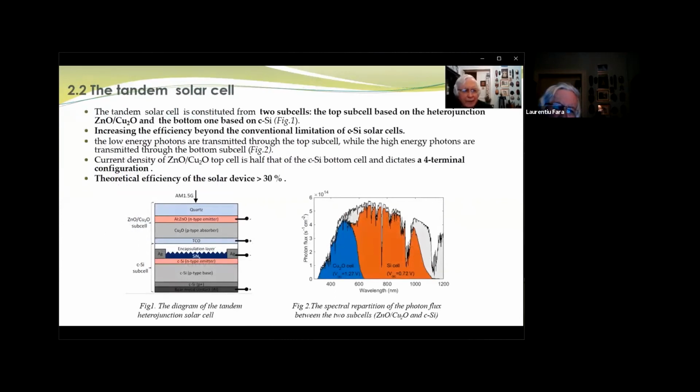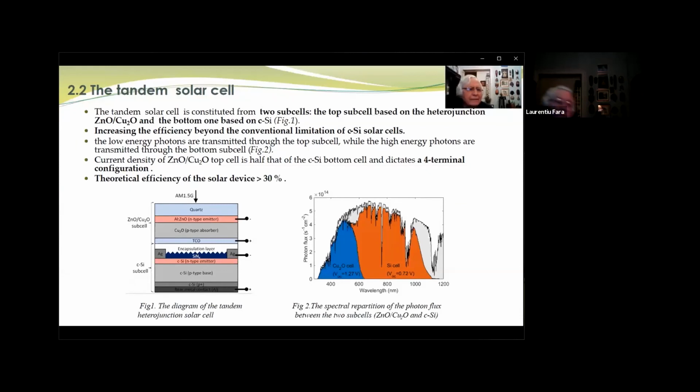The tandem solar cell is constituted from two subcells. The diagram of the tandem heterojunction is represented in figure 1. There are two subcells, the top subcell based on heterojunction zinc oxide, copper oxide, and the bottom one based on silicon. The low energy photons are transmitted through the top subcell, while the high energy photons are transmitted to the bottom subcell.